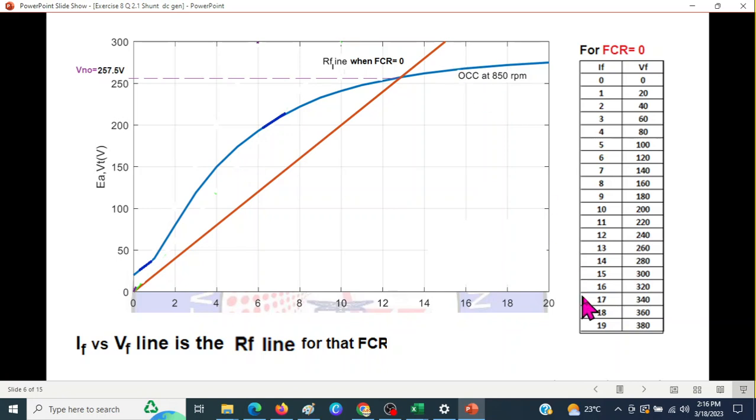And let's go to the end. So at, let's say 300, the current is 15. So from 15 we draw a line just touching 300, and you can join this to get this line, the RF line. Now wherever this intersects, that's what we said, we'll have the no load voltage.